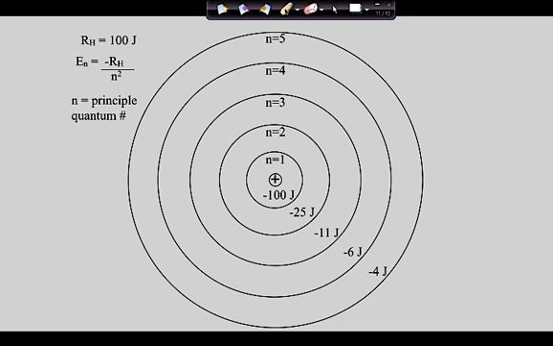Go ahead. So those numbers are the same no matter what element it is? No. And so guys, let's do this really quickly. This equation only works for hydrogen.